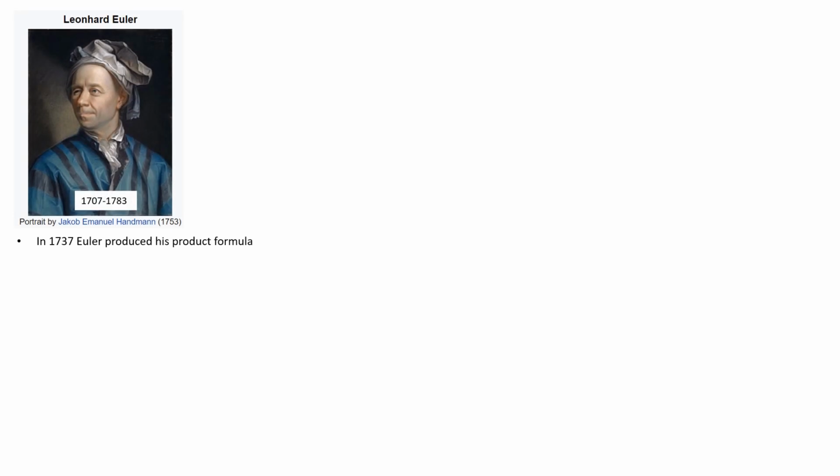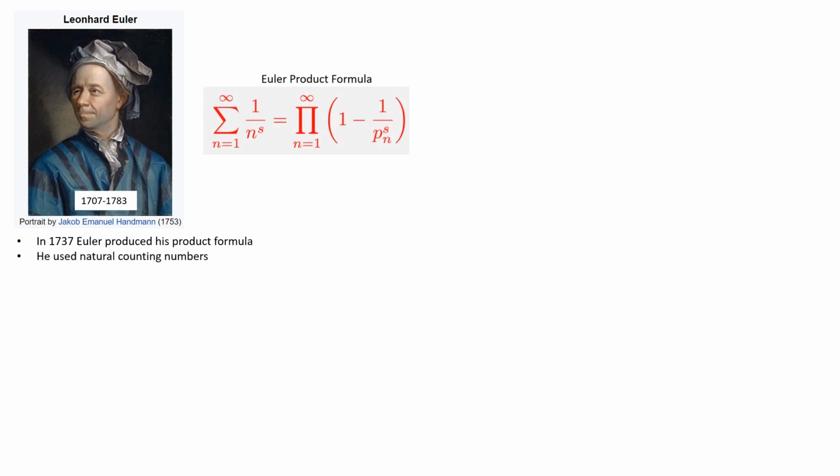In 1737, Euler produced his famous product formula. It used natural counting numbers on the left, n, and showed there were an infinite number of prime numbers on the right, p.